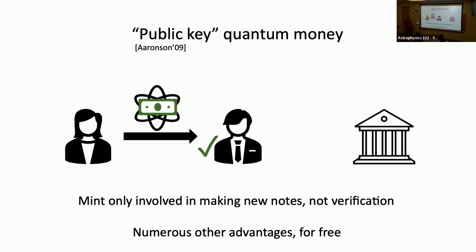And there are numerous other advantages of public quantum money that I won't really go into. For example, you can solve the problem of your money expiring. This would be a big problem with the original protocol: your money is just sitting there, eventually it disappears, and now you don't have money anymore. With public key quantum money, it turns out that we can solve this problem, and there are numerous other advantages.